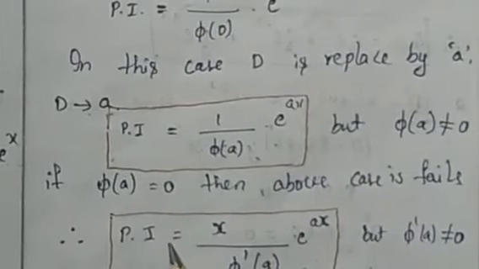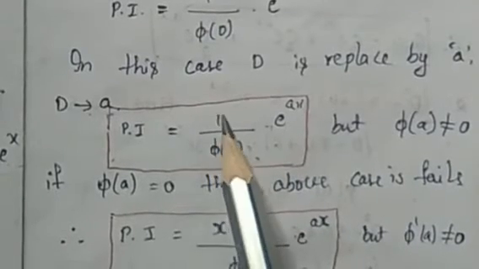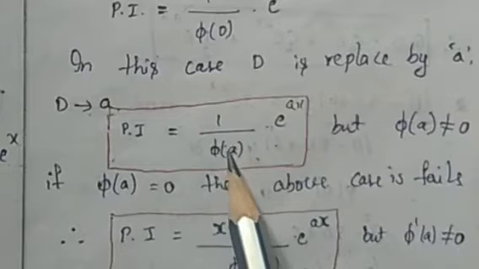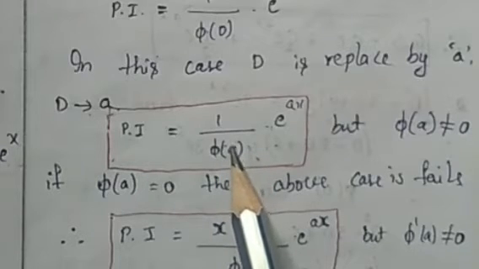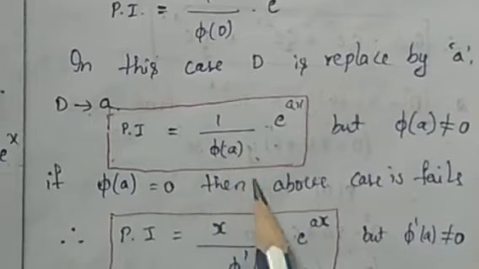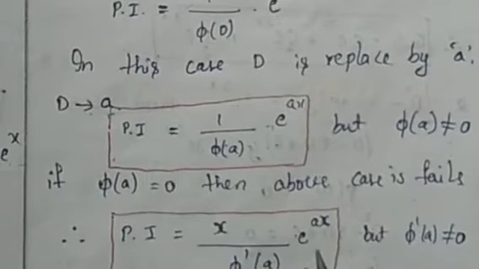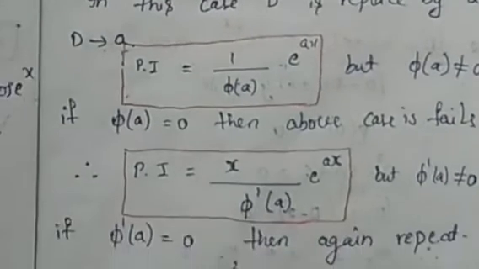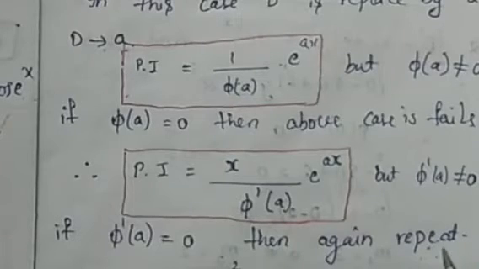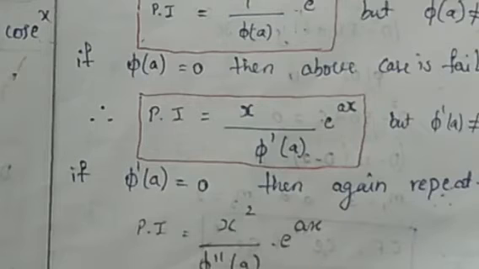So how do we find the particular integral? We multiply by x and divide by phi dash of a, the differentiation of this function. So x by phi dash of a into e power ax is the particular integral, where phi dash of a is not equal to 0. If phi dash of a is equal to 0, then repeating the same, the particular integral is equal to x square by phi double dash of a into e power ax.